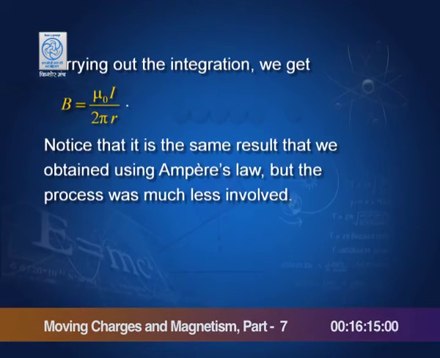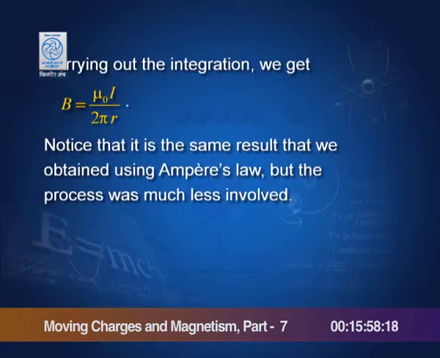Carrying out the integration now, the integral of minus sin theta is cos theta, from pi by 2 to 0. So, we get this result B is equal to mu 0 I by 2 pi r. If you remember, you got the same result from Ampere's law, but there the process was much easier because we made use of symmetry. Here we did not make use of symmetry.